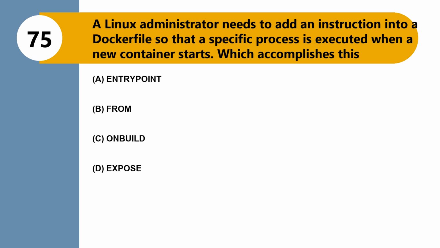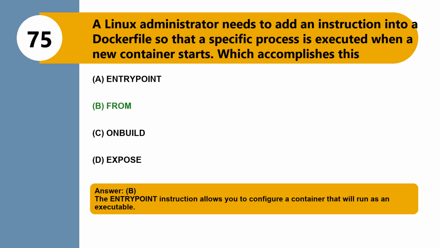Question 75. A Linux administrator needs to add an instruction into a Docker file so that a specific process is executed when a new container starts. Which accomplishes this? Option A entry point, option B from, option C on build, option D expose. The correct answer is option B, from. The entry point instruction allows you to configure a container that will run as an executable.